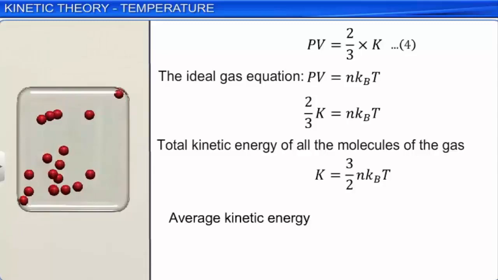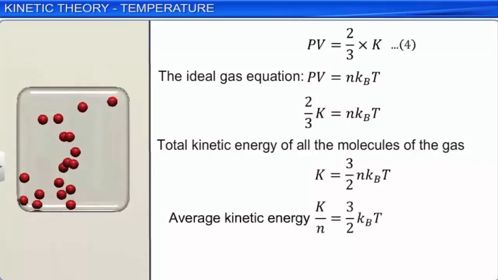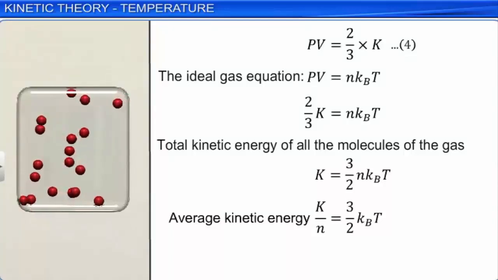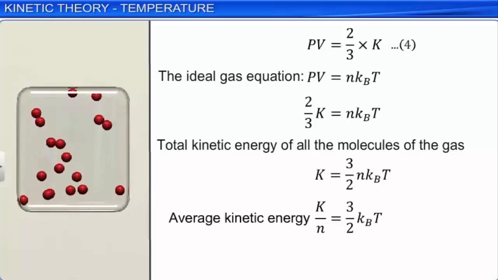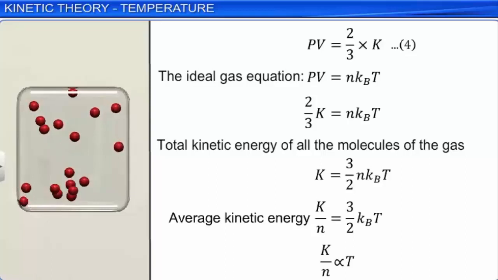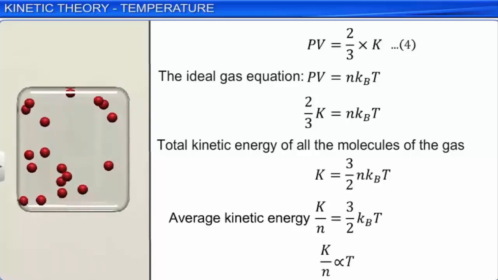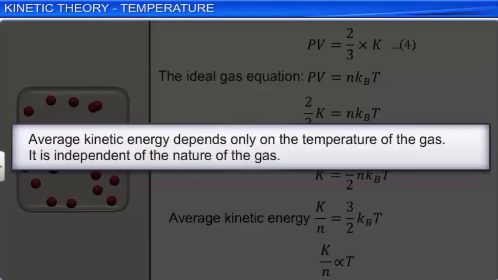The average kinetic energy of a molecule is proportional to its absolute scale of temperature. That is, K divided by N is proportional to the absolute scale of temperature. From the above expression, we can say that the average kinetic energy depends only on the temperature of the gas and it is independent of the nature of the gas.